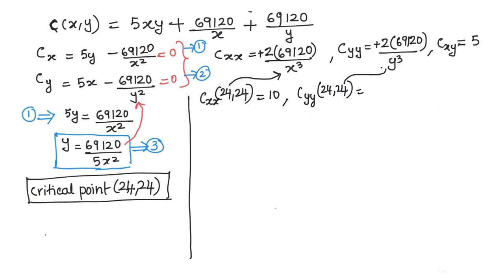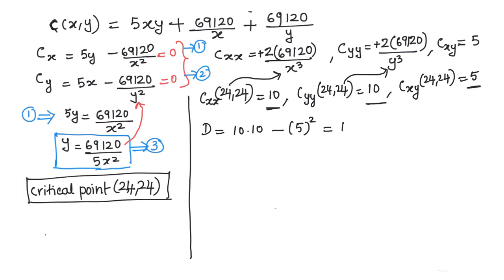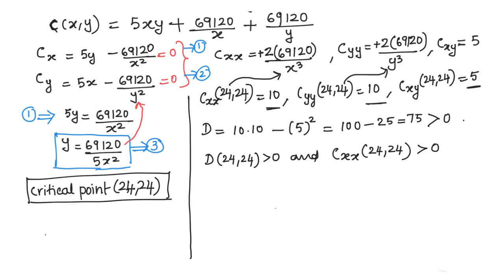Now find the second one at the critical point. So substitute this 24 here for y. That is also 10. And evaluate the second partial derivative at the critical point. Since there is no x and y to substitute, it will still be 5. So D is, you multiply these two and subtract the square of that one. So 10 times 10 minus 5 square. So 100 minus 25, that is 75. That is a positive value. Since both are positive, we can conclude that the cost function is minimum at the critical point 24, 24.